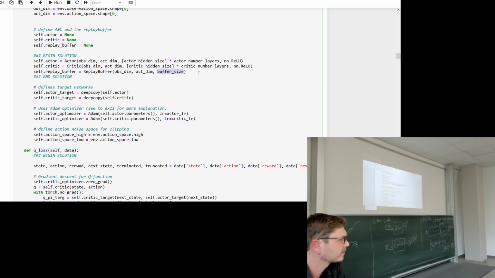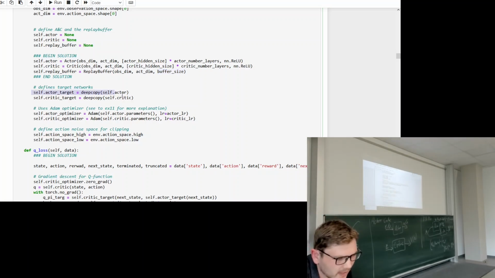So buffer size is not batch size. Don't confuse this with each other, yeah? Buffer size is the history of data that you are collecting, and the batch size is a subset of that you are considering for your updates.